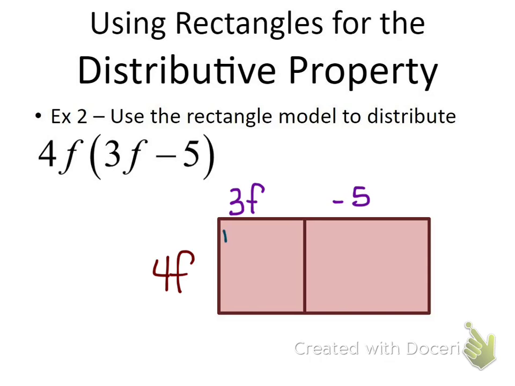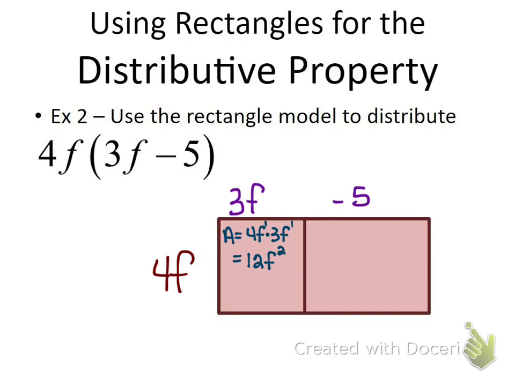So what's the area of my first rectangle? How do I find it, Hannah? 4f times 3f. Good job. Which equals? 4 times 3 is 12. 12 f to the what? F squared. Remember, because we have f to the first, when we multiply variables that have the same base, you add the exponents together. Okay?